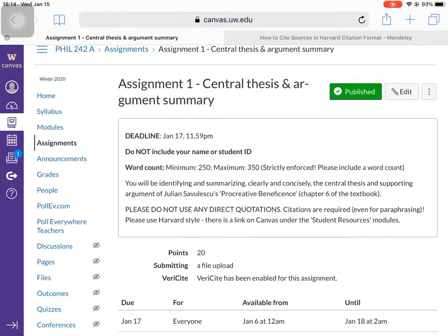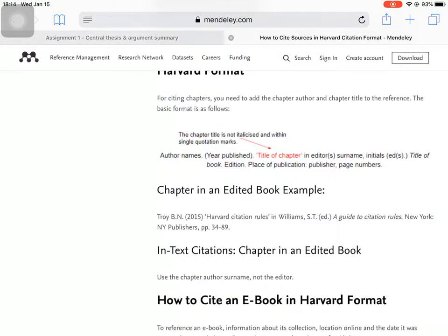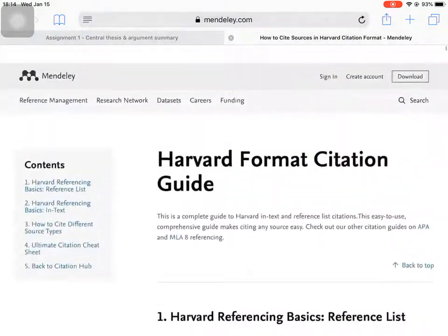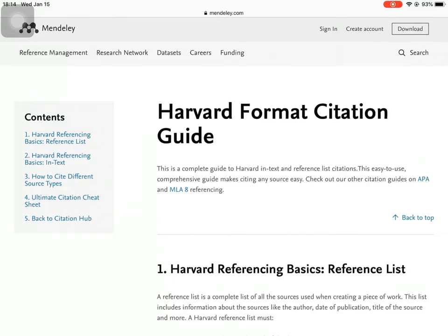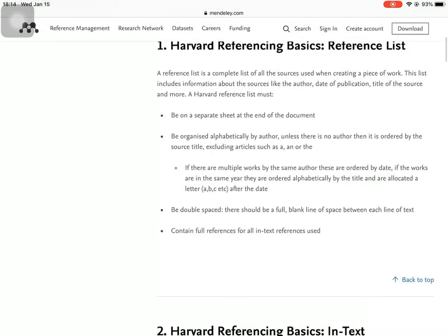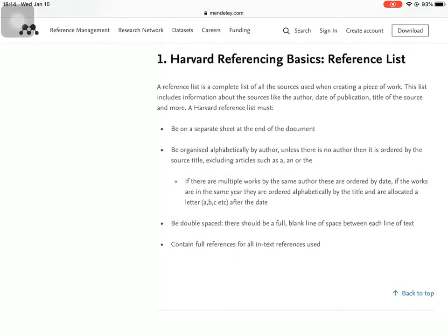On the notion of citations, we're going to be asking you to use Harvard-style citations. So let's take a quick look at these. This is a link that is available on Canvas, so you are also more than welcome to pull this up and use it when you're creating your own paper. So the basics are, it should be on a separate sheet at the end of the document. It should be organized alphabetically by author. In this case, you should only have really one author, but in future papers you might have more. It should be double spaced.